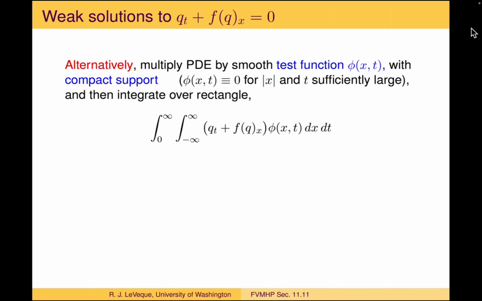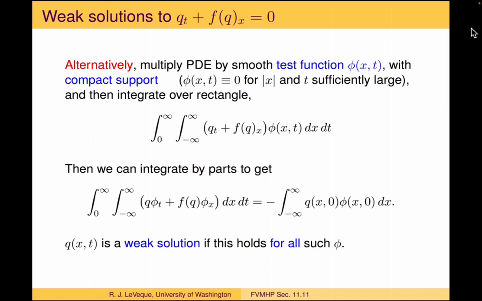And if you multiply by phi and integrate in space and time and then do integration by parts, you can move the derivatives from the function q, which might be discontinuous, onto the smooth function phi, and that gives you another way of defining what we mean by a weak solution. So far we haven't done much with this, but we're going to use it today to prove the Lax-Wendroff theorem, or at least sort of outline how the proof goes.